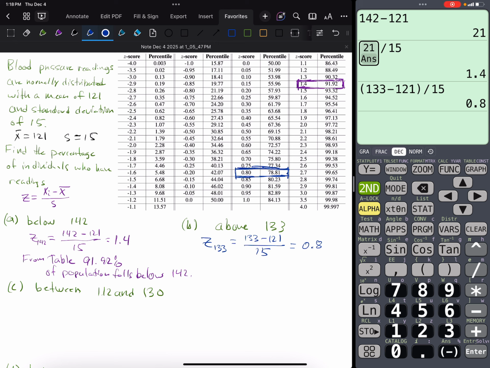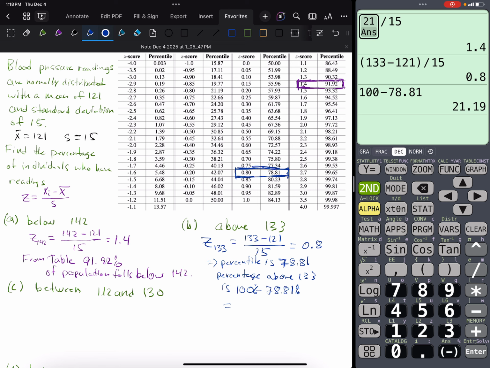And so that z-score implies the percentile is 78.81. The percentage above 133 is 100 minus 78.81%, which would be 21.19%.